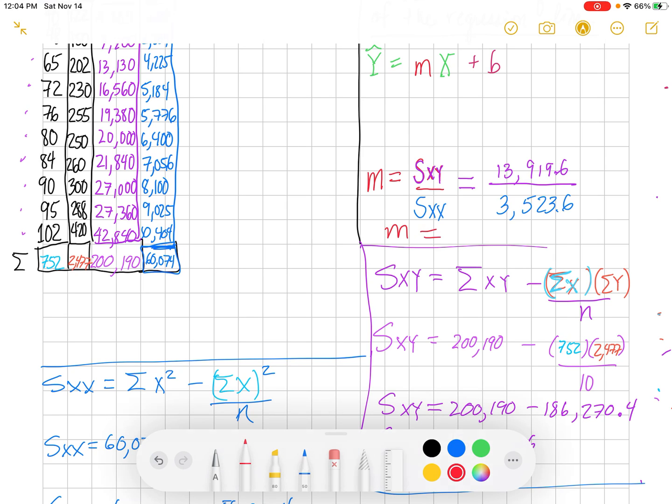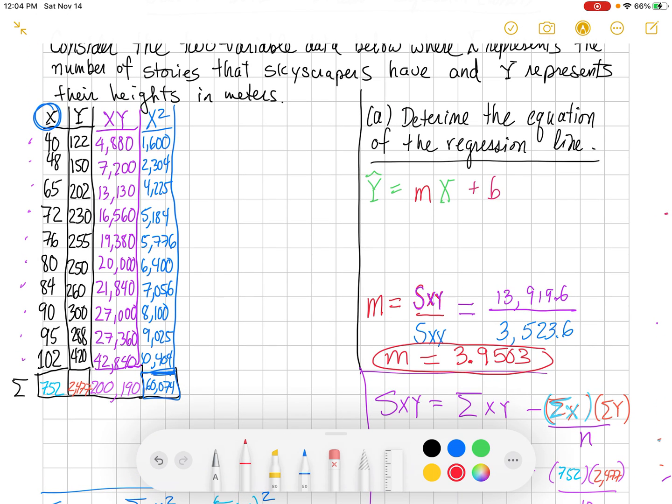Okay, so now to find m, you just divide those two numbers, 13,919.6 divided by 3,523.6. Let's take it to 4 decimal places. I'm always going to take my m to 4 decimal places. When I divide those two numbers, I get about 3.9503. So that's my m right there.